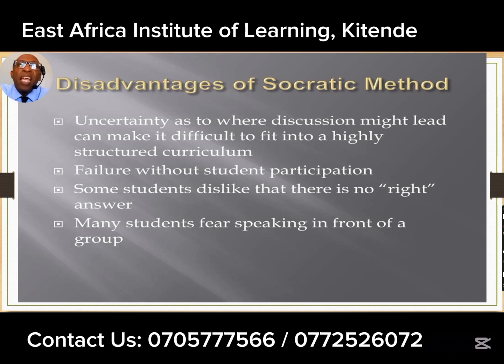Now, there are disadvantages of using the Socratic approach. One, uncertainty as to where the discussion may lead. Remember, we are tearing down old approaches. So you tell the learners, now, what would have happened if Speke had not come to trace the Nile? Now, there is a lot of uncertainty. What answers are going to come up?